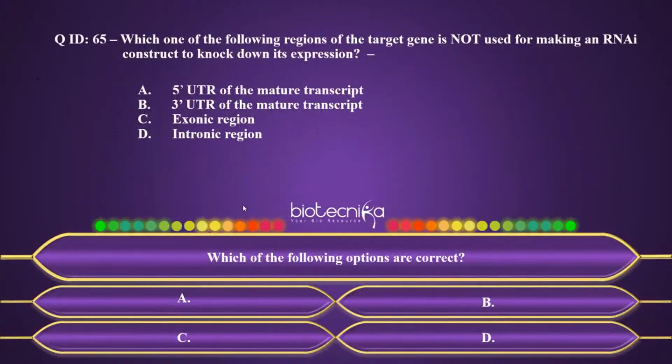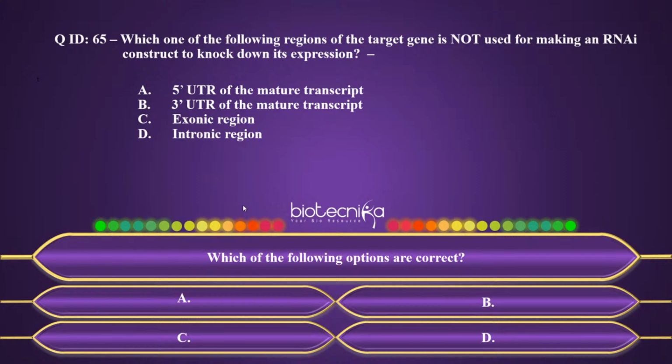So coming to option ID 65. This particular question says: which one of the following regions of the target gene is not used for making an RNAi construct to knock down its expression. This question is basically related to the RNAi construct, right? So here you need to remember how gene silencing takes place, all that stuff.